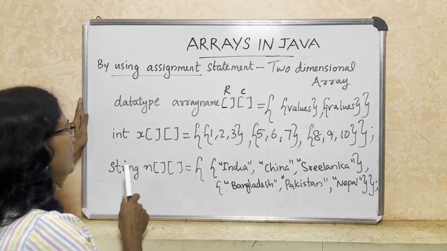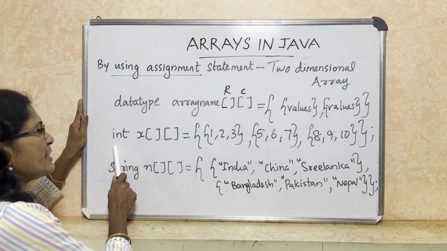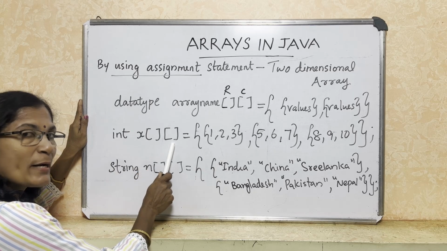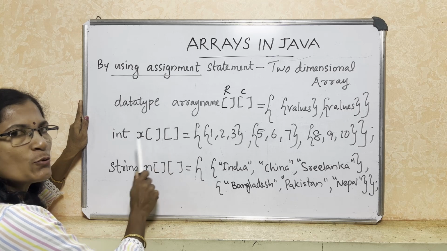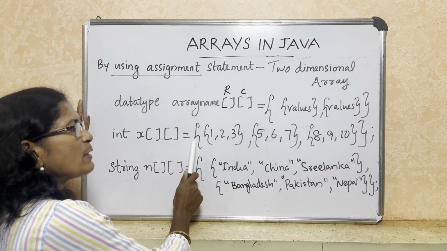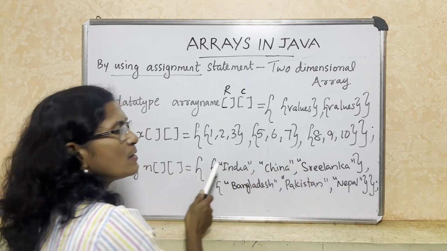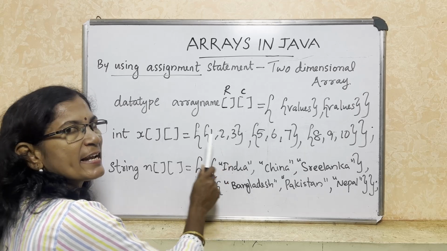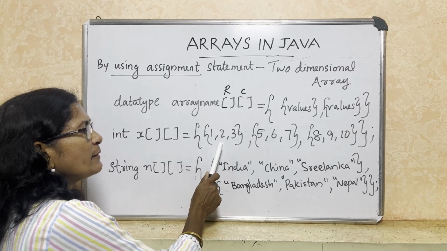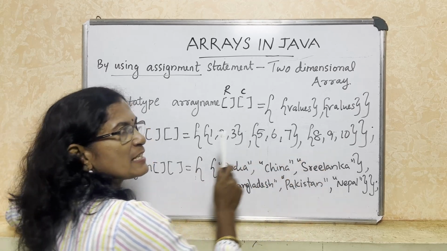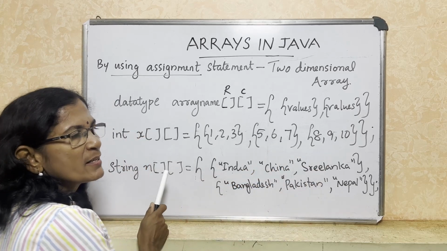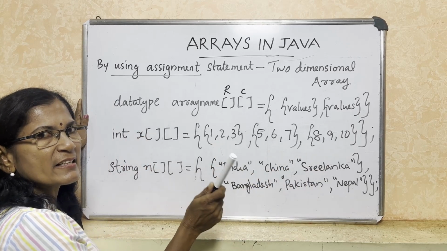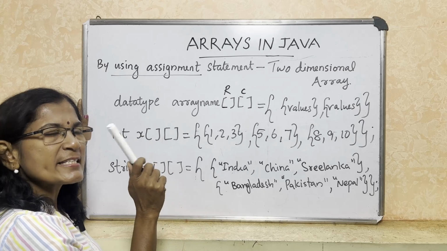So for example, an integer array int x, which is a two-dimensional array, as the array name is followed by 2 square brackets and the values are given in 3 groups. In each group there are 3 numbers. So the number of groups listed is 3. So there will be 3 rows. Each group represents the values for a single row.